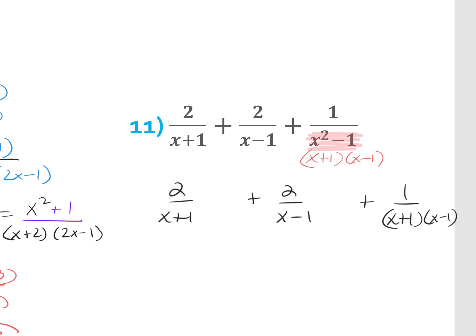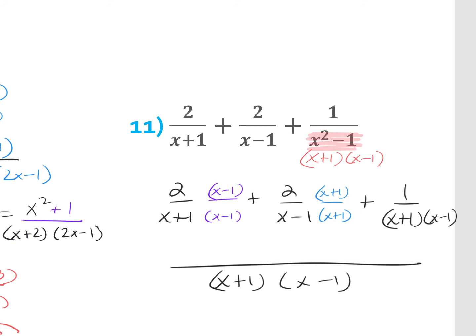Okay, so for the first fraction, it is missing the x minus 1. So whatever you do to the bottom, do to the top. The second fraction is missing the x plus 1. And the third fraction already has both. So now what I need to do is write down the common denominator one time.